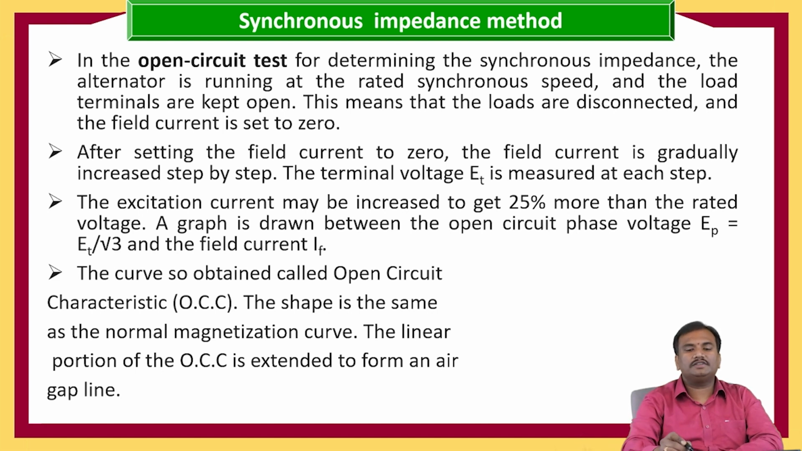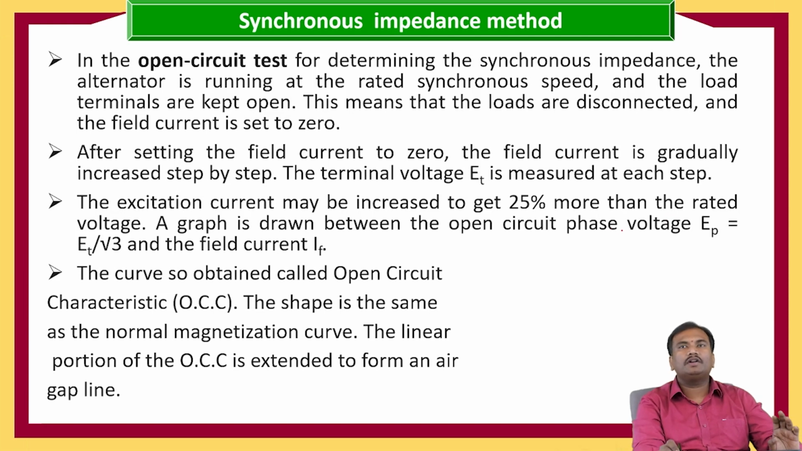After setting the field current to 0, the field current is gradually increased step by step. At each step of increased field current, we note down the terminal voltage which is measured. The excitation current may be increased in order to get 25% more than the rated voltage.